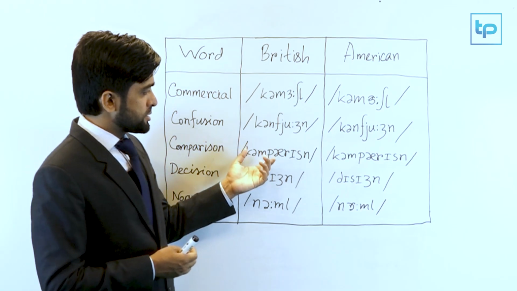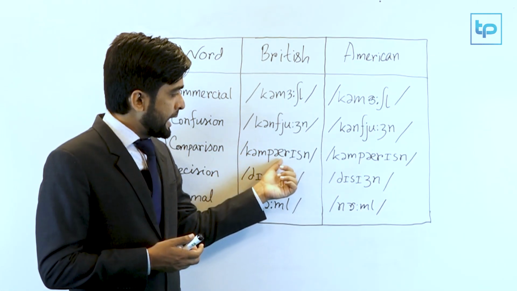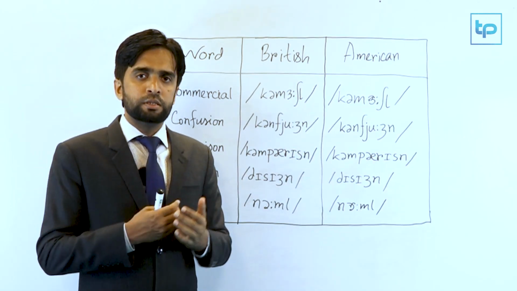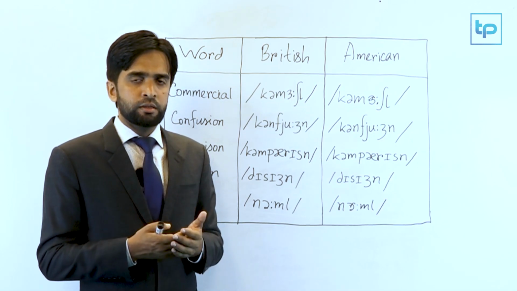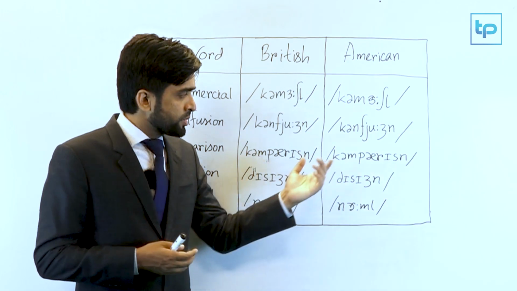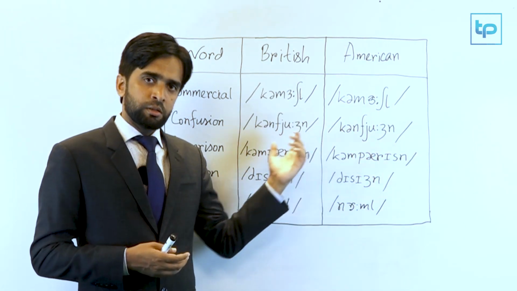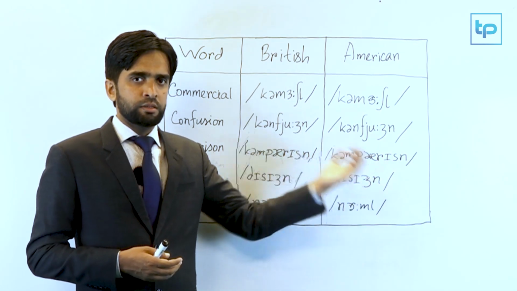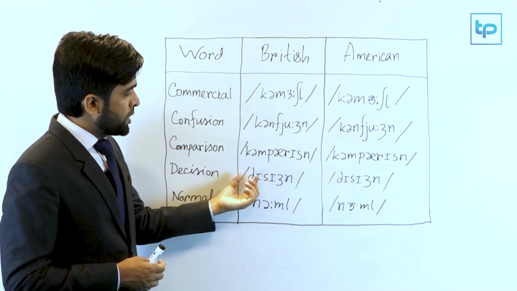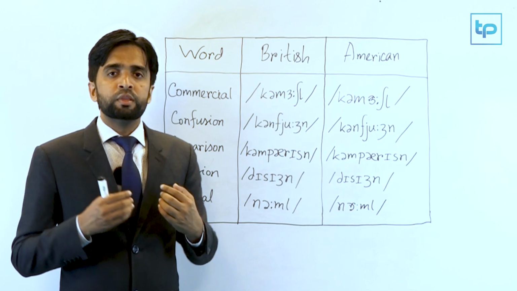So how can we make it correct? Ka, mo, come, pa, ra, I, sa, na. Comparison, comparison. Okay, so repeat after me. Comparison. And in American English, it is also pronounced as comparison. Comparison, comparison. Okay? And the next one is da, I, sa, I, ja, na.